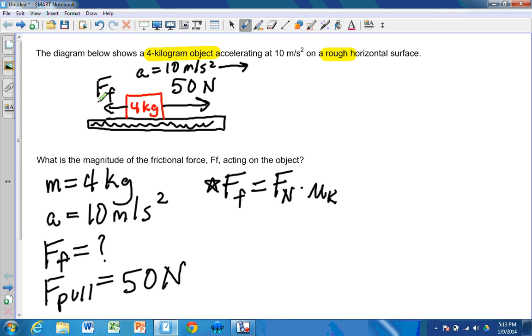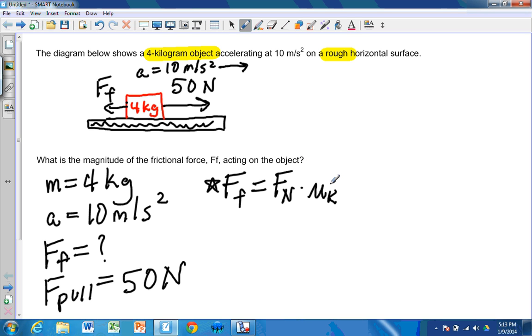That's how they're using the word rough. But what they don't tell you are the materials of construction of either the box or the floor, the surface that it's on. They don't tell you it's a wood box on a wood floor or a steel box on a steel floor. When you don't have the materials of construction, when you don't know what the surfaces are made of, there is no way that you will ever use this formula.